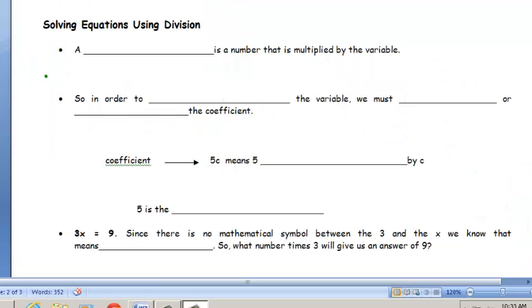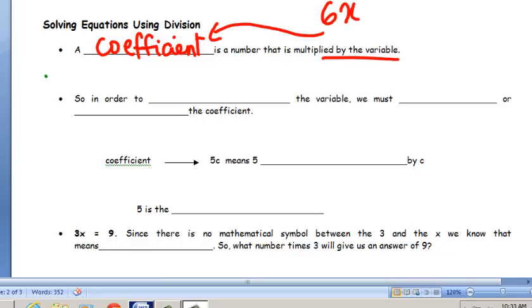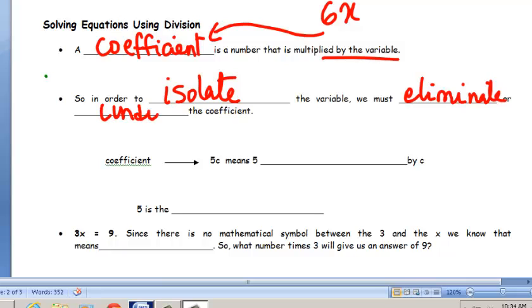Now let's go ahead and solve equations using division. A coefficient, and we talked about this in chapter 3 and in 7.1. A coefficient is a number that is multiplied by the variable. So something like 6x. So this is your coefficient. So in order to isolate the variable, we must eliminate or undo the coefficient.